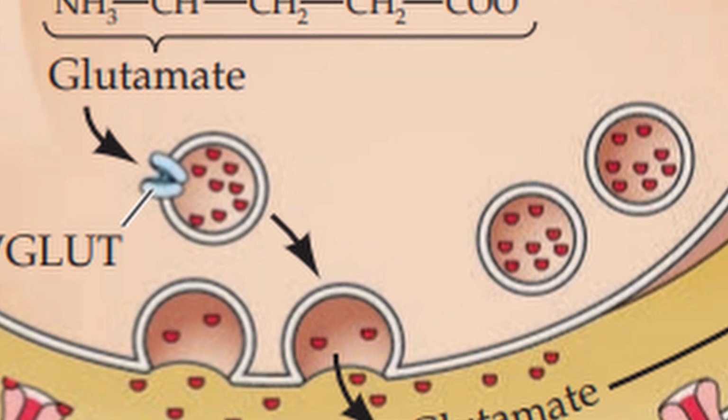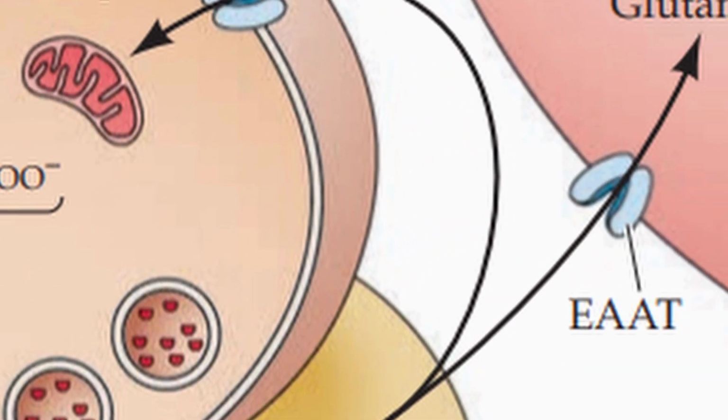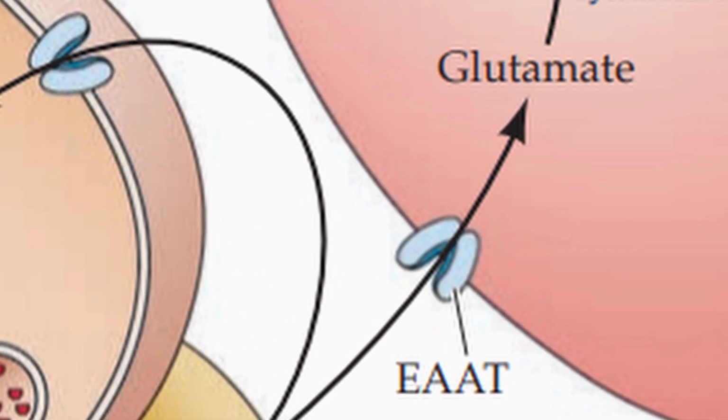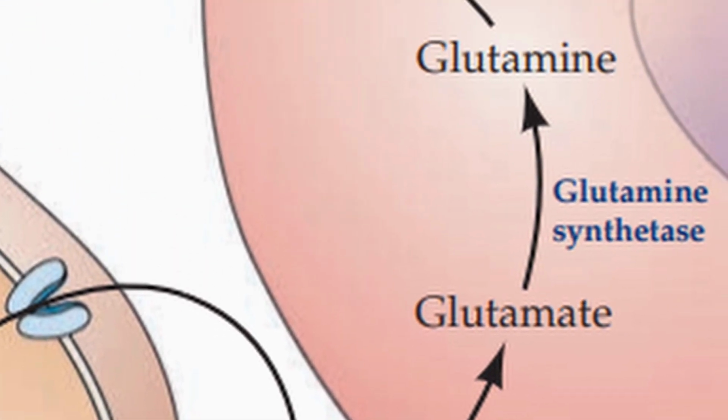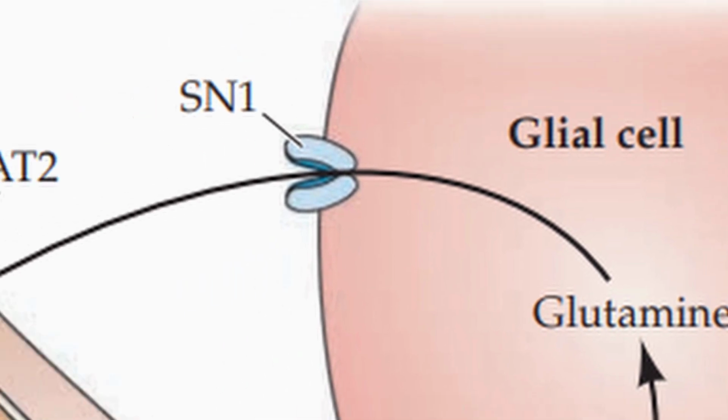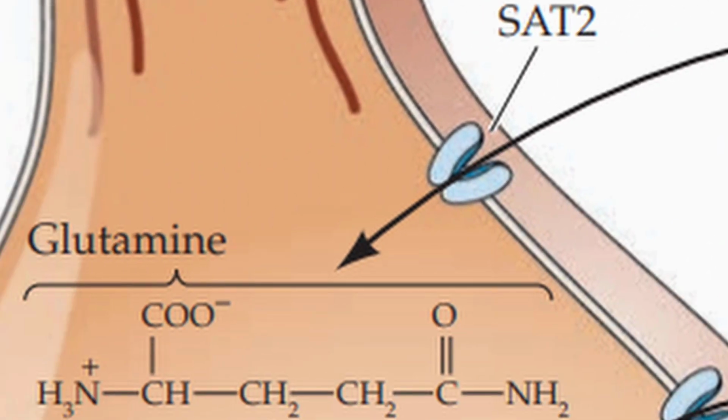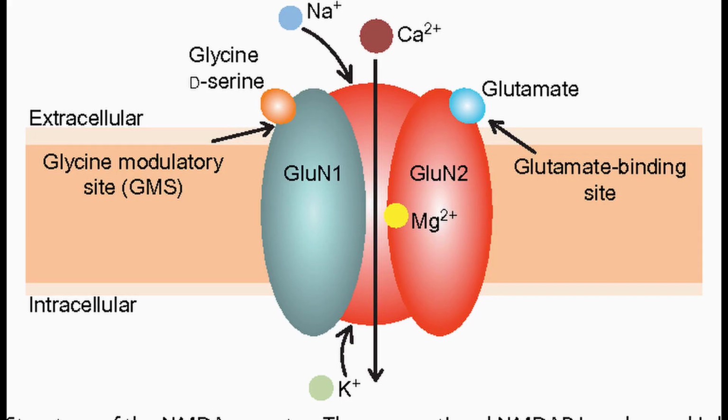It is removed from the synaptic cleft by Na+-dependent cotransporters into the glial cells, which convert glutamate to glutamine, which is then incorporated into neurons. Most of the types of glutamate receptors are channels that allow passage of cations, especially sodium and potassium.